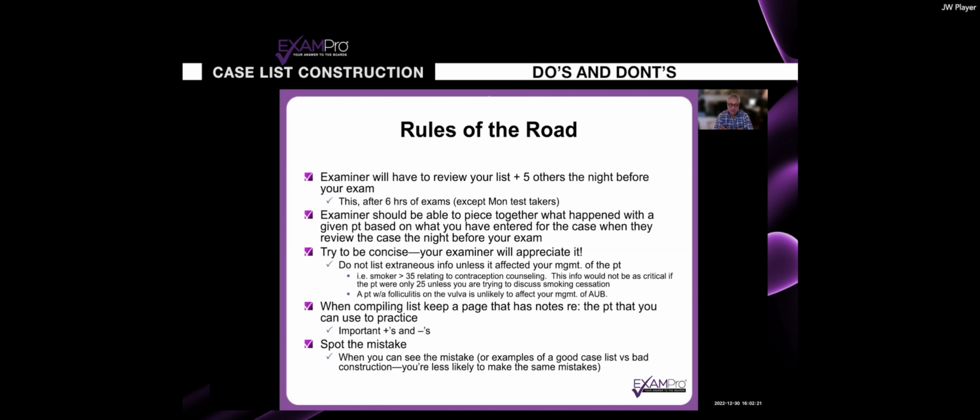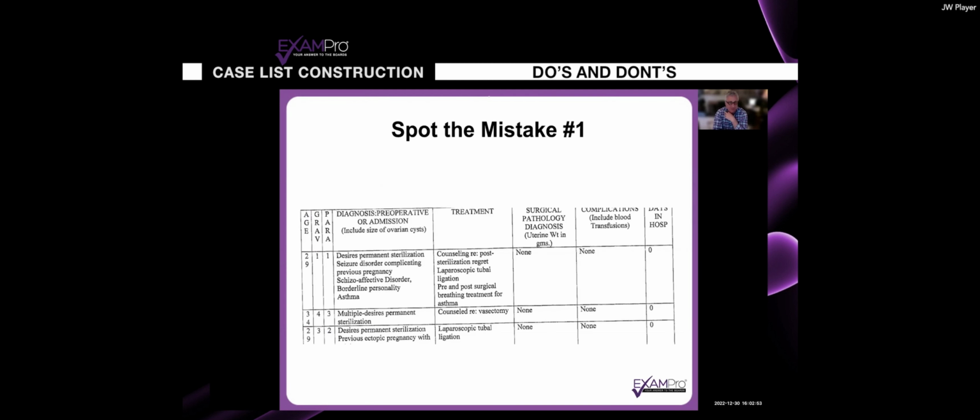All right, so the next part is spot the mistake. We're going to look at about half a dozen scenarios, and I'm going to point out to you how people have listed things in their case list. Some of these examples will show good technique, and some are going to show bad construction technique. And again, if you can look at something and go, hey, this doesn't make any sense to me, or this really is a mistake, you're much less likely to make the same mistake as you compile your own list. So let's look at this first scenario. I'm just going to pause for a second to let you guys read this.